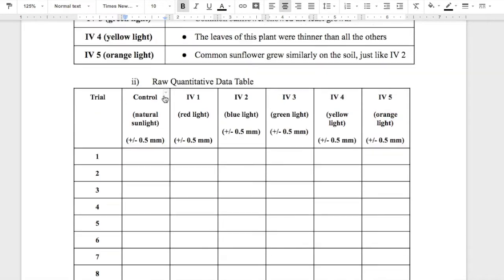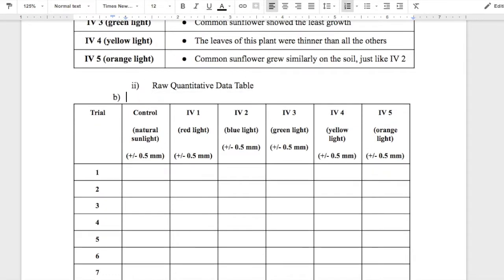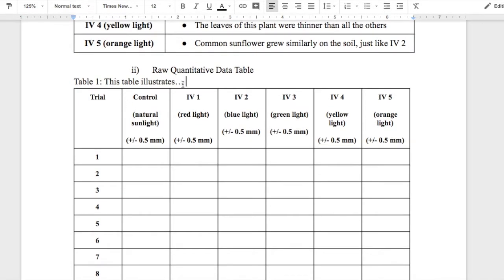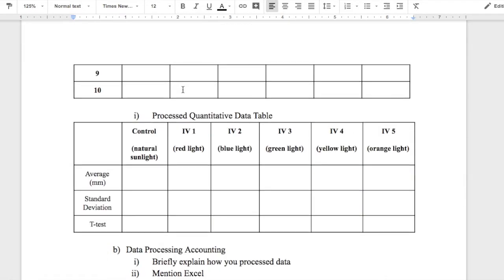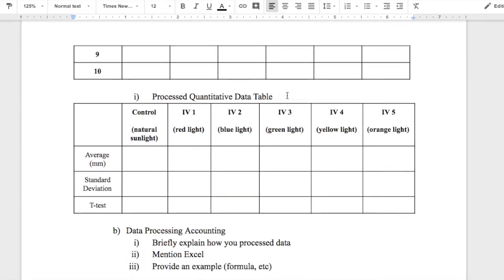It is also a good idea to say "Table 1. This table illustrates..." and then whatever you're putting in here will go here. Next is the process quantitative data table.